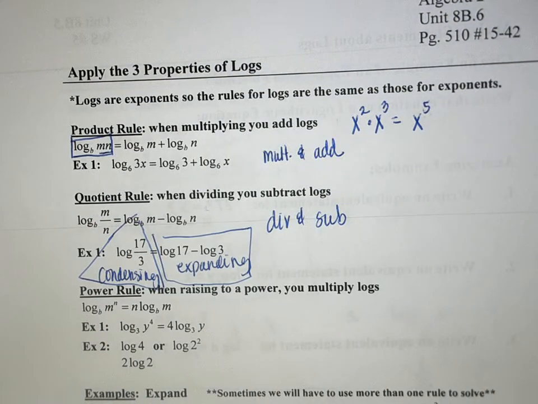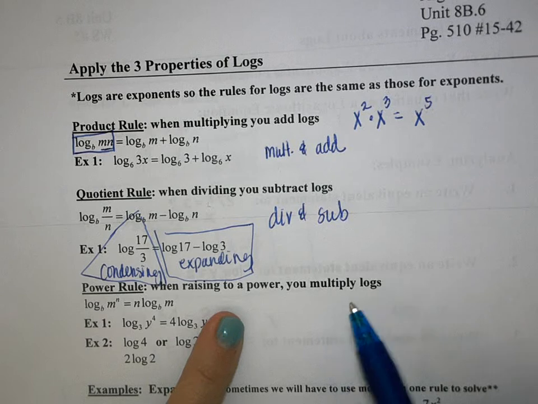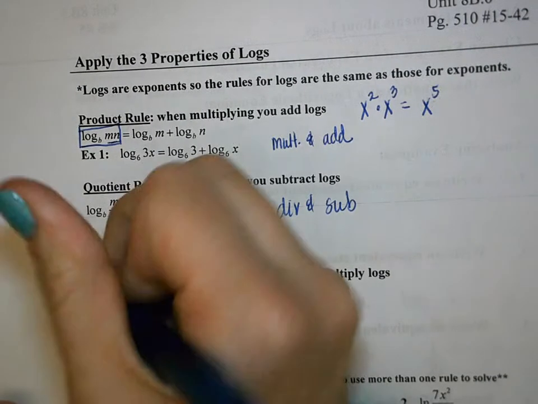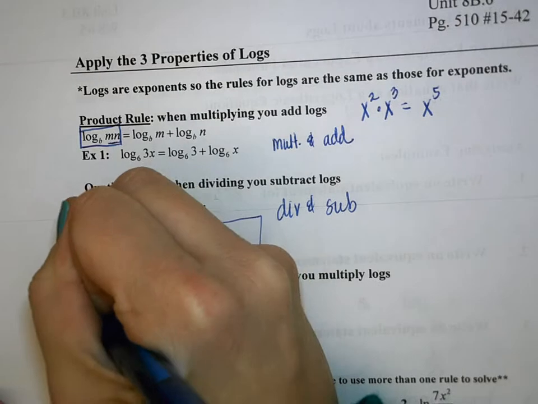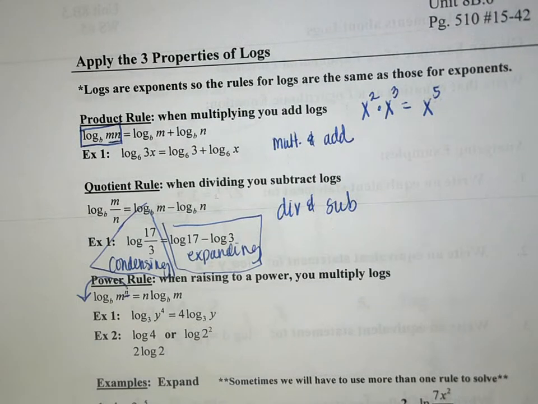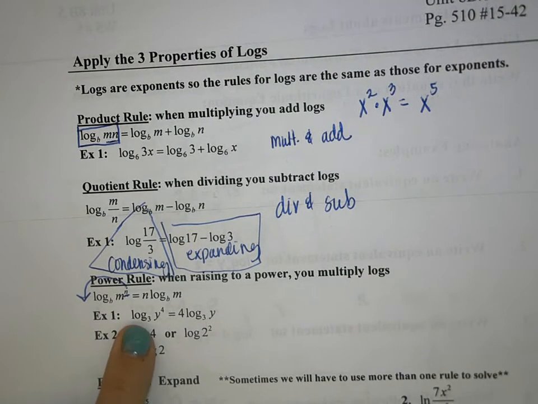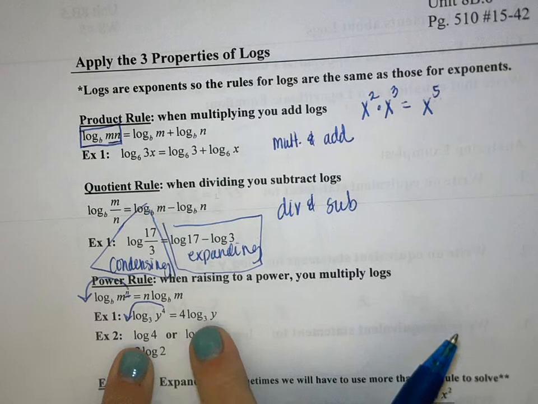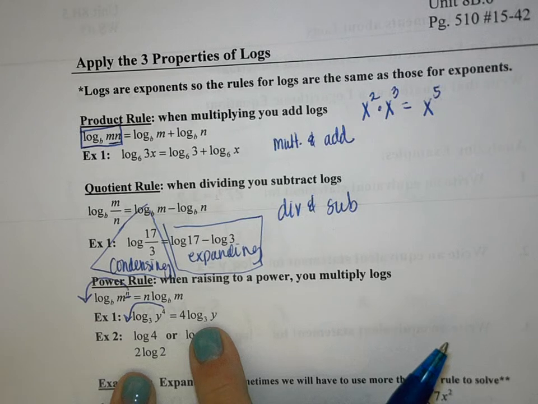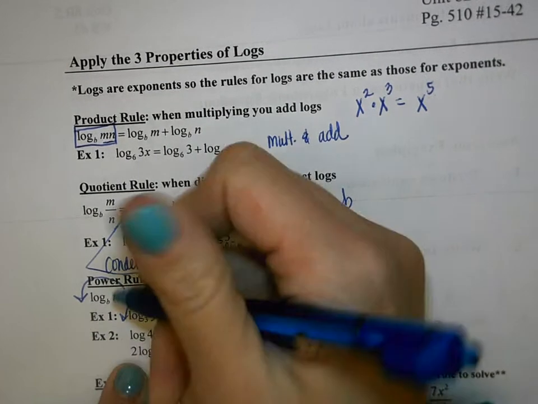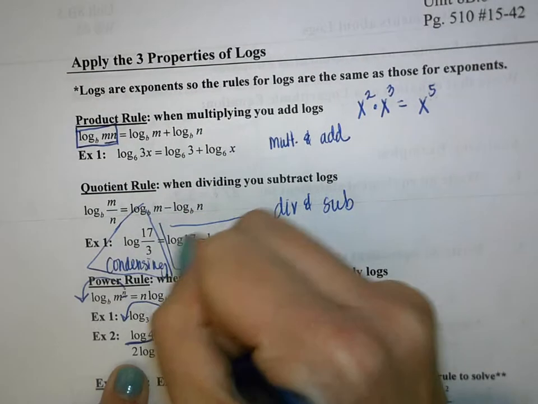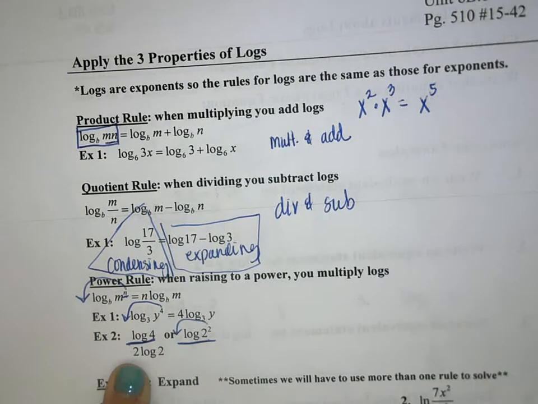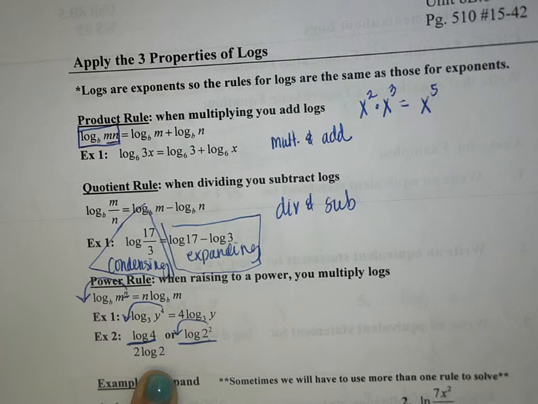Okay. The power rule, if you have a power, you end up multiplying. So notice here how m is to the nth power. You bring the power in front and you multiply it to the log. Okay, so log base 3 of y to the fourth, we bring the 4 in front and you have 4 log base 3 of y. Okay, here what they're saying is that if you have log of 4, you could rewrite that as log of 2 squared. And then you would end up bringing the 2 in front, and you'd have 2 log 2.